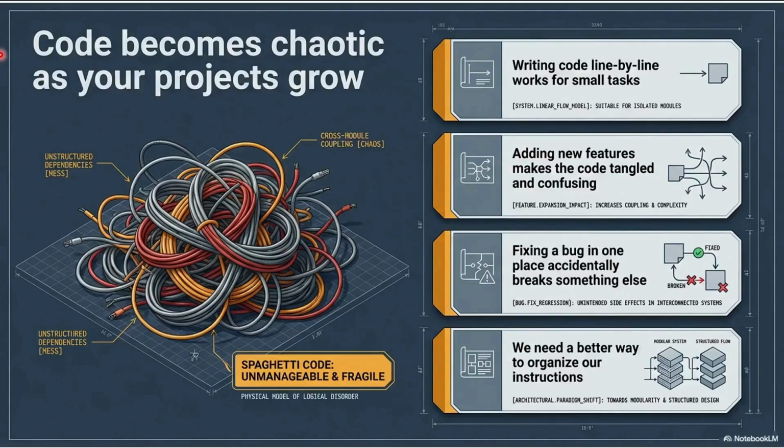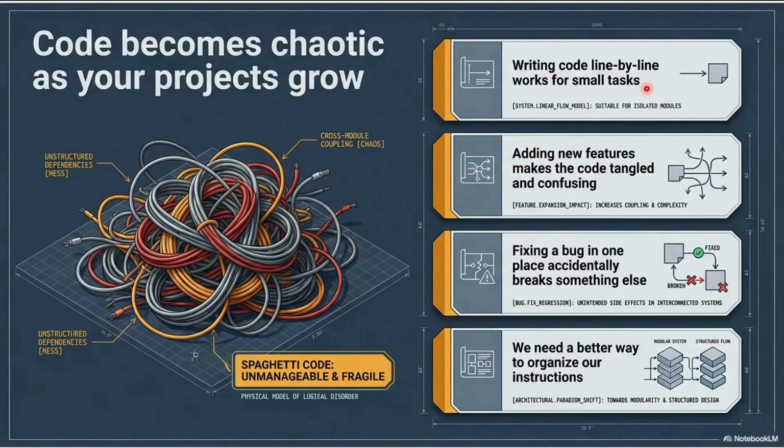Okay, so such code where there is no OOPS concept is unstructured, and there are unstructured dependencies also. Writing code line by line works for small tasks. If you are a beginner, you might feel that we write a small program and we really don't require OOPS. You are perfectly okay, you are right on that. When we write some small task, we do not really require OOPS.